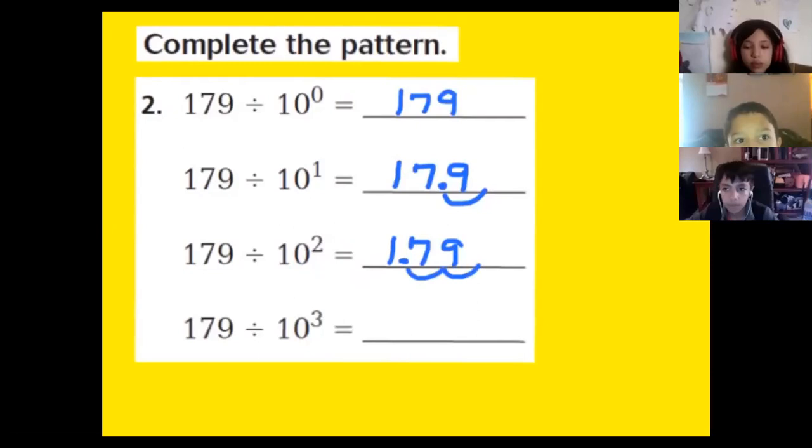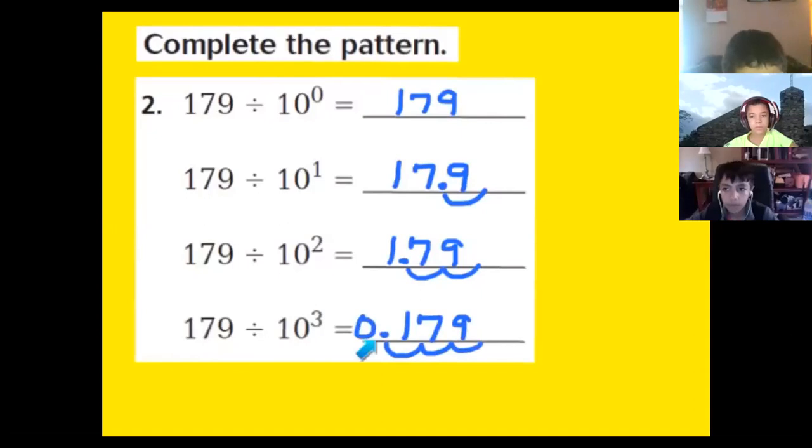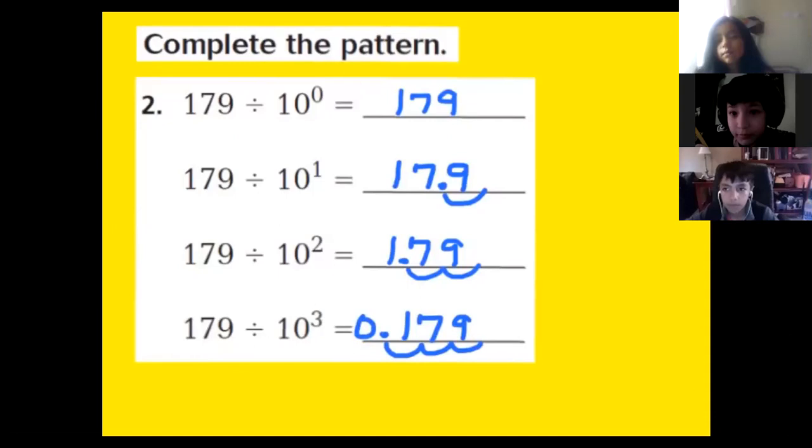Now, take a look at the last part in this pattern. We have 179 being divided by the third power of 10. Well, in this part of the problem, my exponent is a 3. And that 3 says that I need to move my decimal to the left 3 times. So I'm going to write down my 179, and I'm going to move that decimal over 1, 2, 3 times to the left. So my answer turns out to be 179 thousandths. Because once again, as you divide by increasing powers of 10, the decimal point moves 1 place to the left for each increasing power of 10.